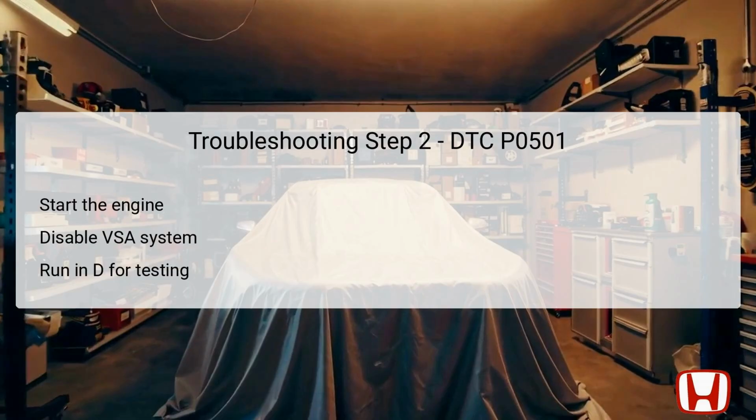After ensuring the vehicle is raised safely, the next step is to start the engine and disable the Vehicle Stability Assist (VSA) system by pressing the VSA off button. It's critical to run the vehicle in drive, D, while maintaining an engine speed of 1,000 RPM or higher. After this, release the accelerator pedal without applying pressure for at least 4 seconds. This sequence allows the vehicle's wheels to slow down naturally and come to a complete stop.